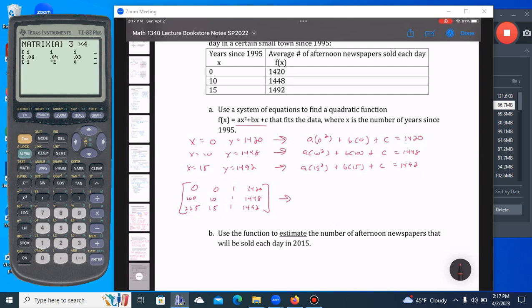Enter. So we get 0, 0, 1, and 1420. And then 100, 10, 1, 1448, then 225, 15, 1, 1492. Just double check these. First three columns look good.